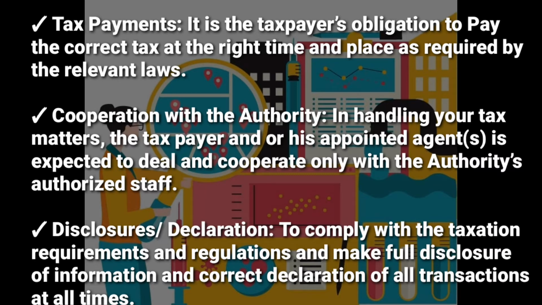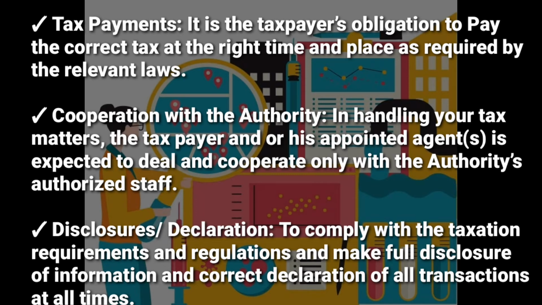Then the taxpayer also has an obligation of cooperation with the authority. The taxpayer is supposed to cooperate with the authority that collects tax. In handling your tax matters, the taxpayer and his agents are expected to deal and cooperate with the authority's authorized staff. And then lastly, the last obligation of a taxpayer is disclosure and declaration.